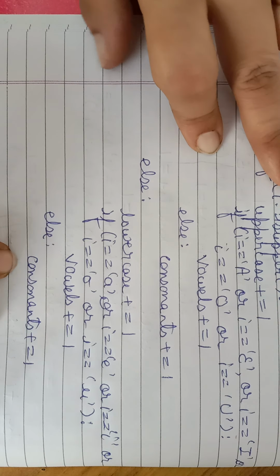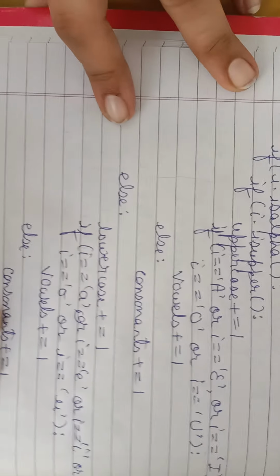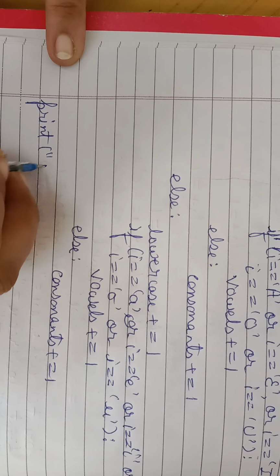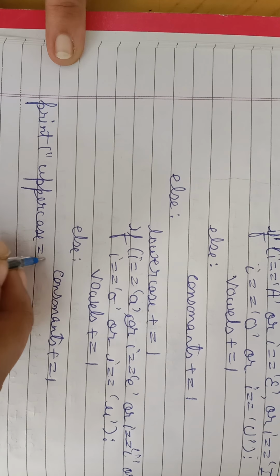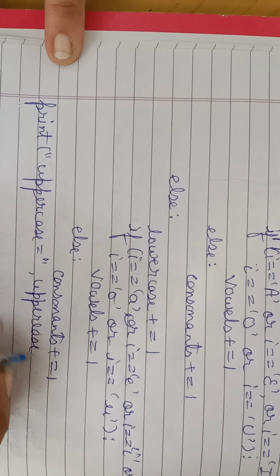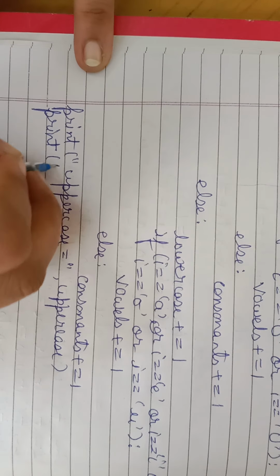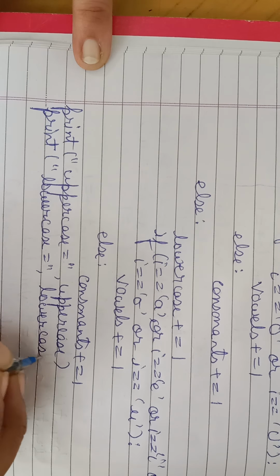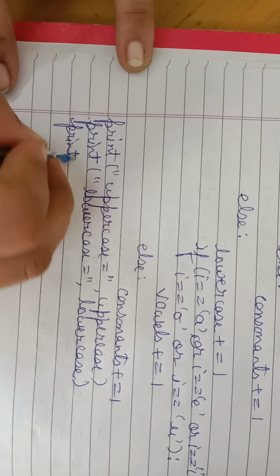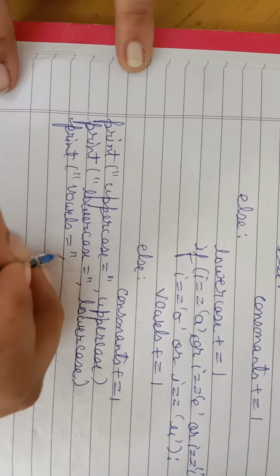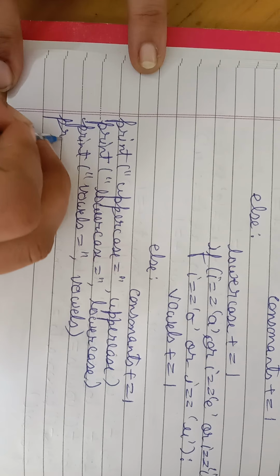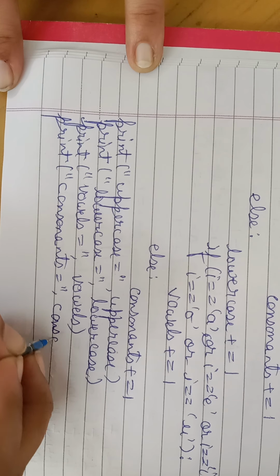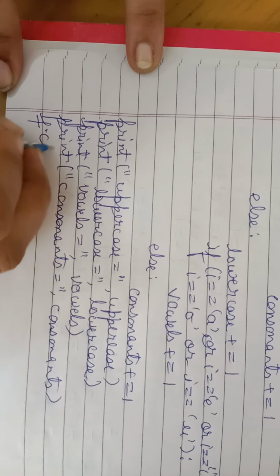When we traverse this string completely, we come out of the loop and print the total number of vowels, consonants, and uppercase and lowercase characters stored in the file. print uppercase equal to uppercase, print lowercase equal to lowercase, print vowels equal to vowels, print consonants equal to consonants. Finally, we close the file with the help of the close function.